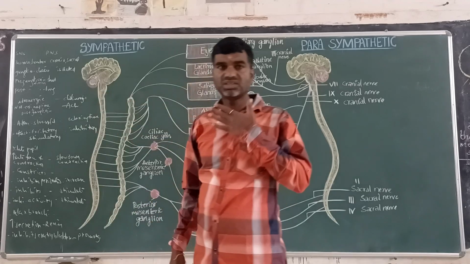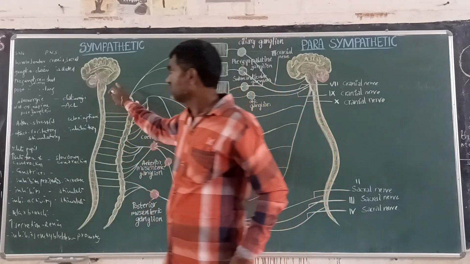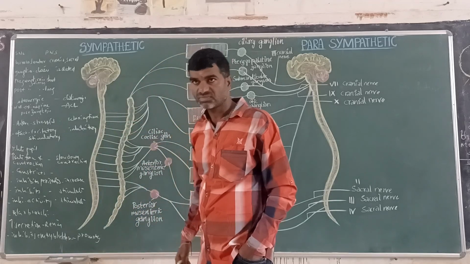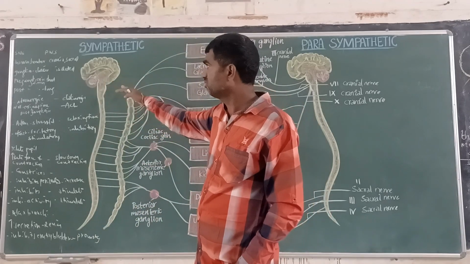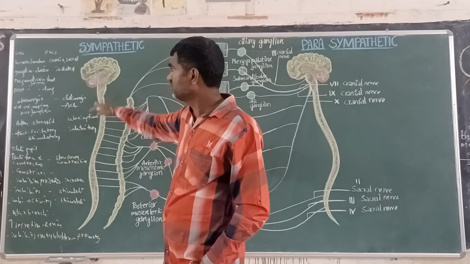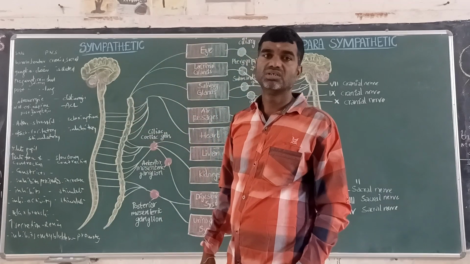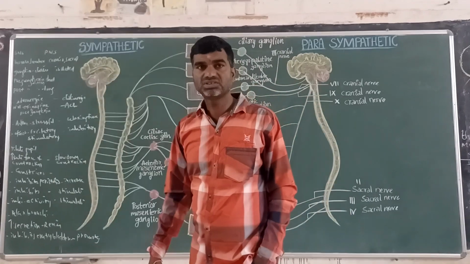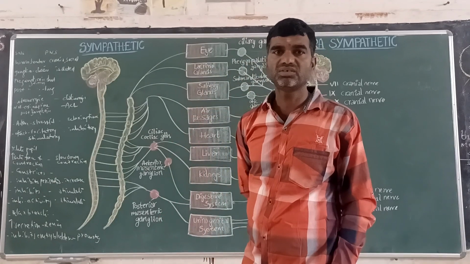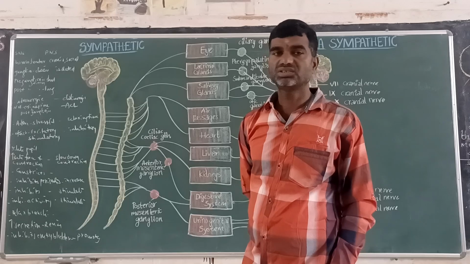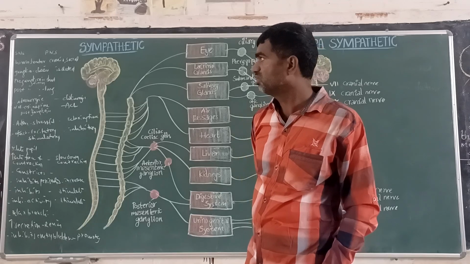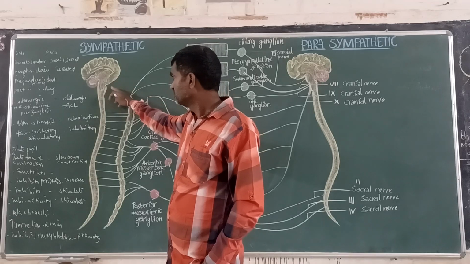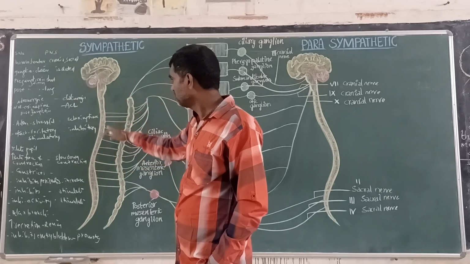This is the thoracic region, and the next region is the lumbar region. The thoracic and lumbar regions are the connecting part, so it is called the thoracico-lumbar outflow. Outflow means it sends signals to the motor neurons. That is why it is called the thoracico-lumbar outflow. Next, this is the spinal cord.